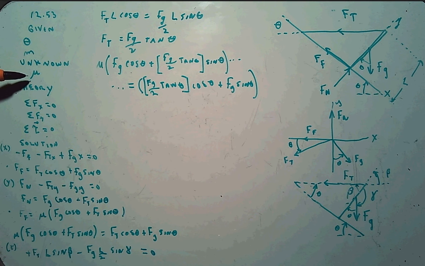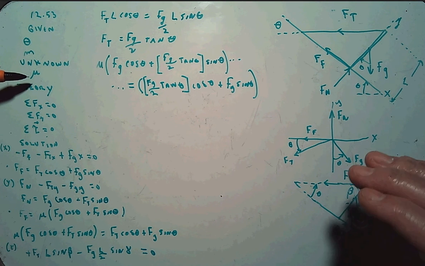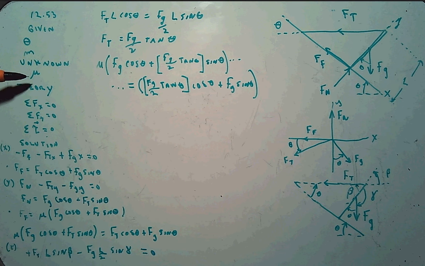We're to find the coefficient of friction that would hold this in place. If it's not enough, the Fg would pull it down. If the friction force is not enough, or the coefficient of friction is not enough, the pole at the base would slip down the hill. So we've got to establish equilibrium.